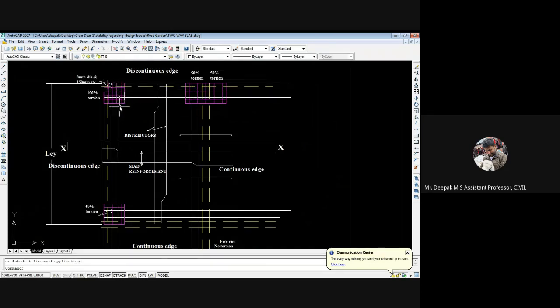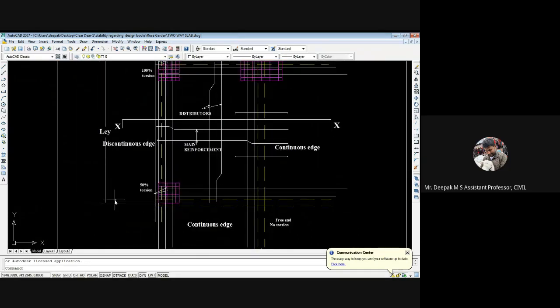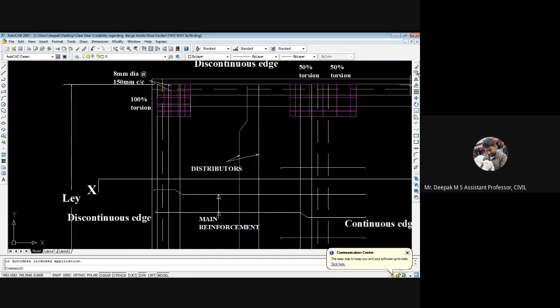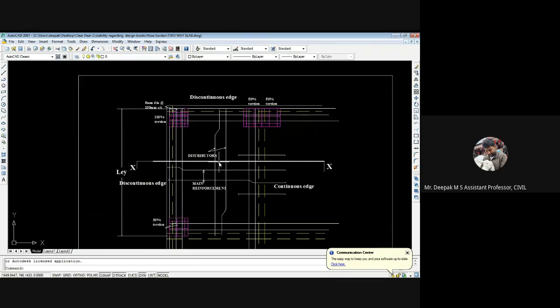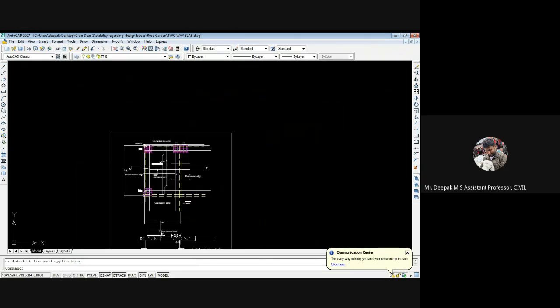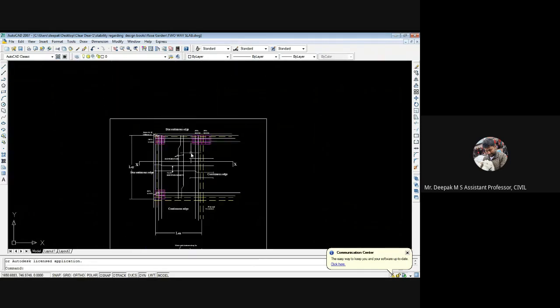Okay, torsion will be in the free edges, and in continuous edges the torsion can be eliminated because the slab is continuous. Only in discontinuous edges it comes, and when both the sides are discontinuous, it becomes mandatory to provide torsion reinforcement. The main rods and the distributed rods for a typical two-way slab. This is the reinforcement detailing.